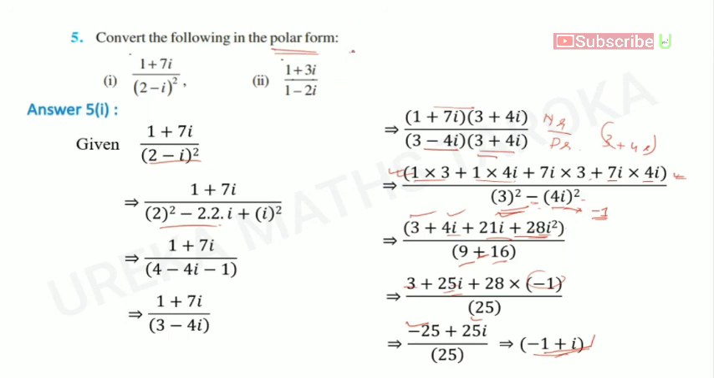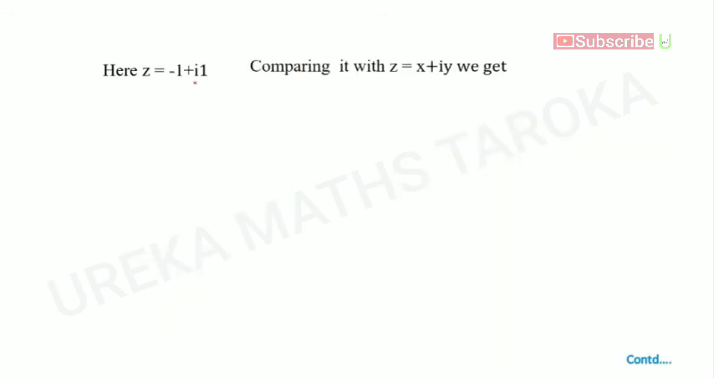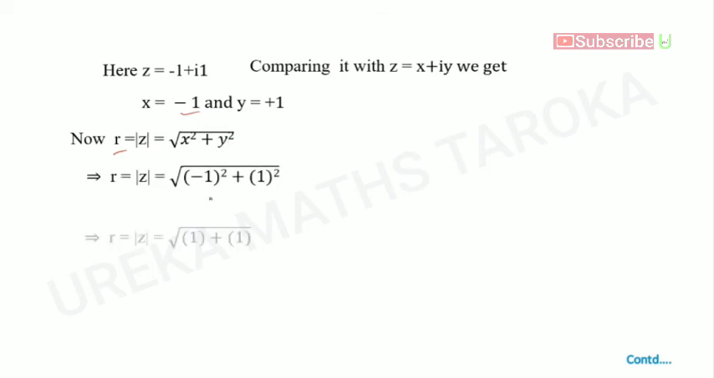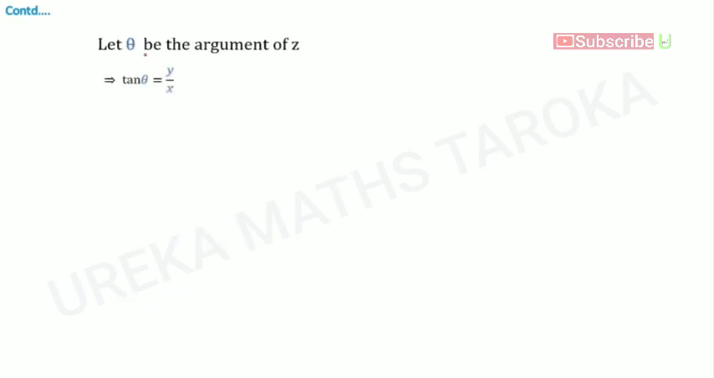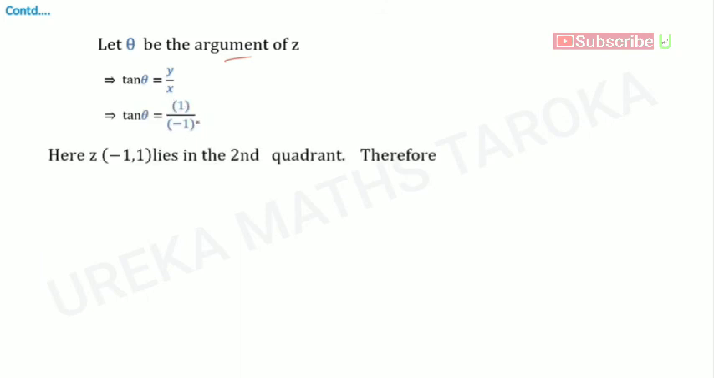This is your complex number, where comparing with z is equal to x plus iy, we have x is equal to minus 1 and y is equal to 1. So the modulus of z is root over x square plus y square, which is giving root over 2. Then considering theta our argument, tan theta is equal to y by x, which is going to give 1 by minus 1. Then this point minus 1, 1 lies in the second quadrant, isn't it? Therefore your argument is pi minus alpha, where tan alpha is equal to mod of y by x.